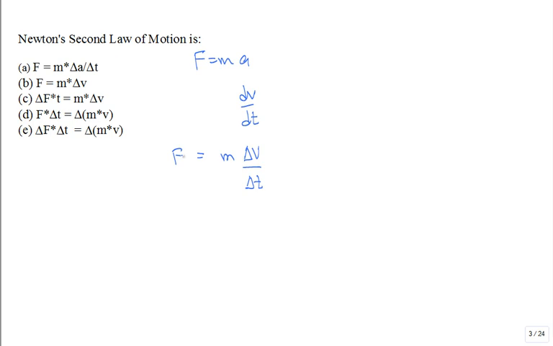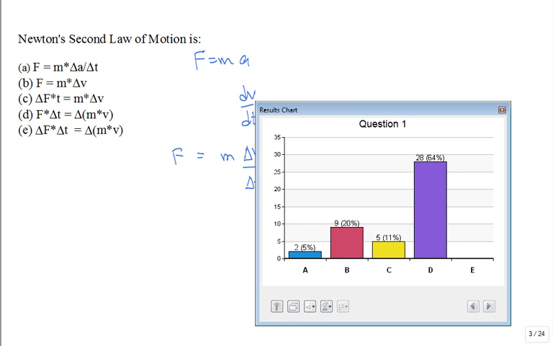D? Is D the right answer? Or B? Which one? D or B? Delta, all right. 64% correct.